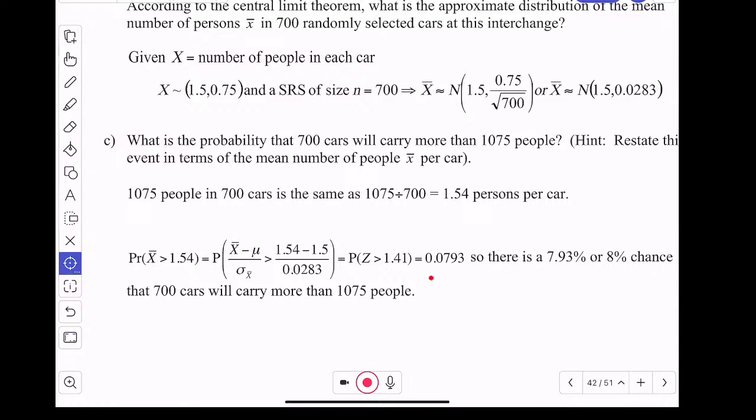And then when you look it up in the table, to make this faster, you can change the sign and the direction, and you can look on the negative table for 1.41 and get the answer. So the chance that the cars carry more than 1,075 people is small. It's about 8%.